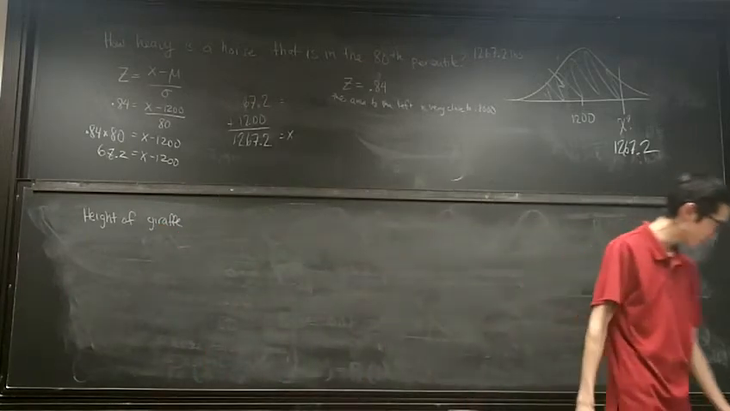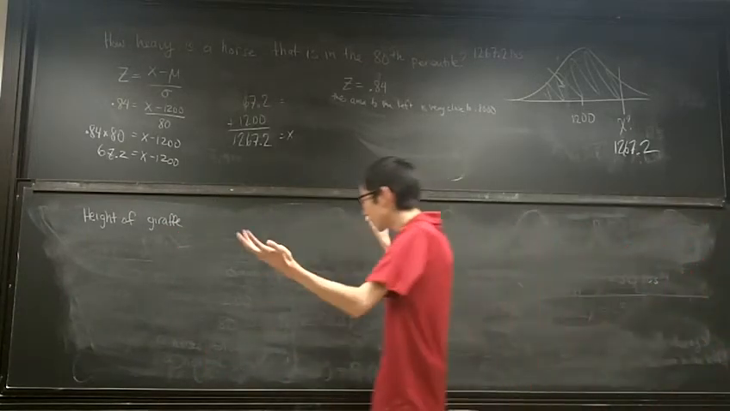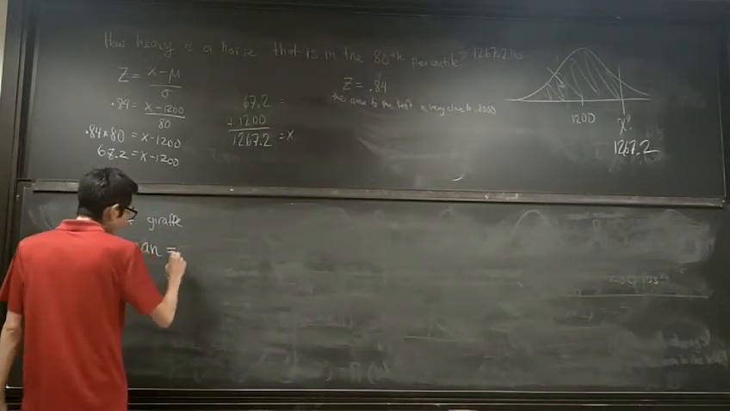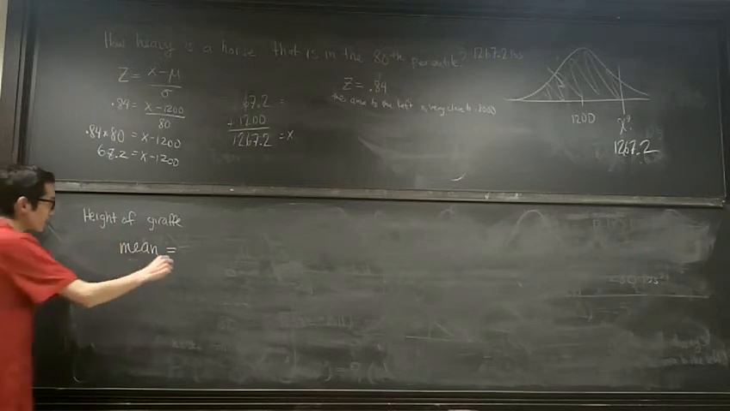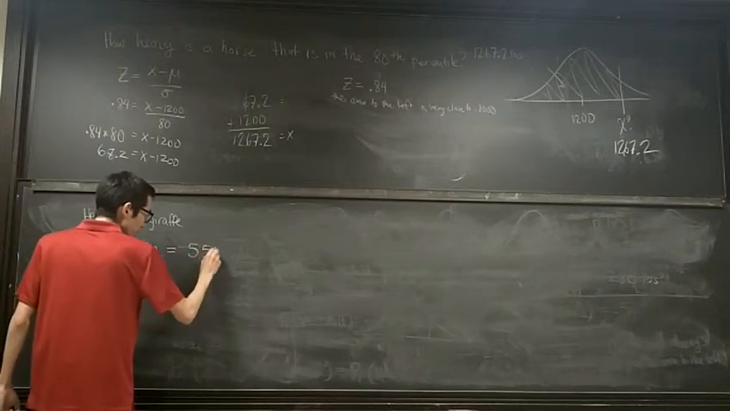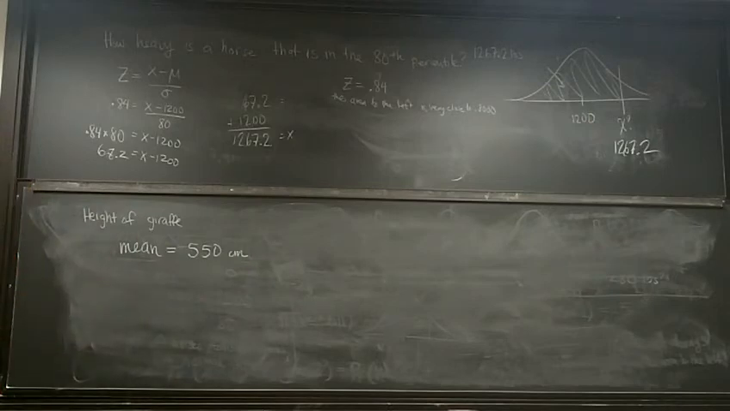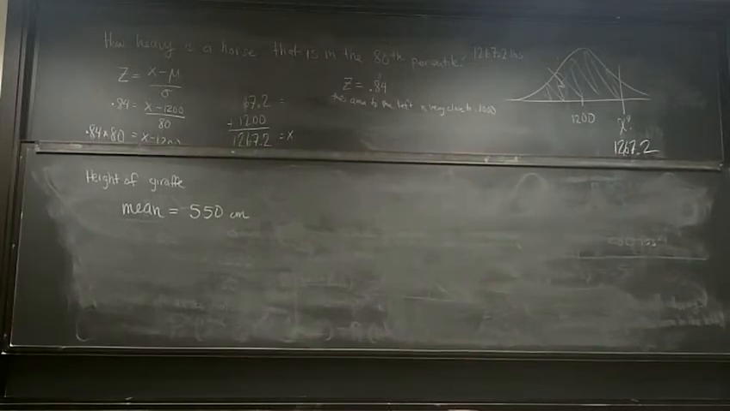500 to 600 centimeters as an adult. Okay, so let's say 500. The mean height of a giraffe, let's say, is 550 centimeters. I have no idea what that is. That's like 17 feet or something like that, okay?